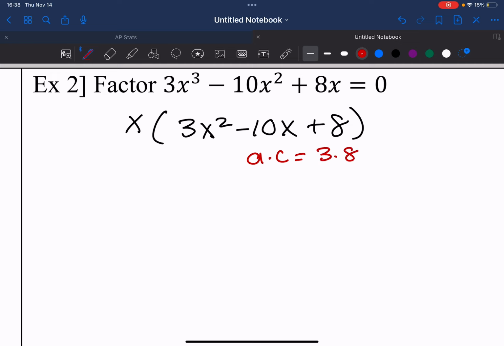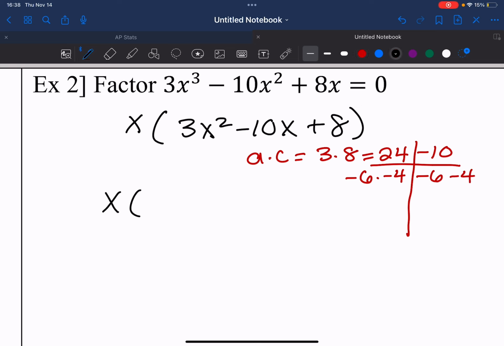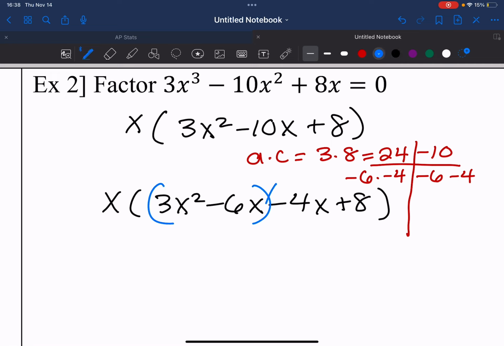So 3 times 8 equals 24. So we need 2 numbers that multiply to 24 but add to negative 10. Those numbers are negative 6 and negative 4, because negative 6 minus 4 gives us negative 10. So we have x times 3x squared minus 6x minus 4x plus 8. Now we do factor by grouping and take out the GCF separately.